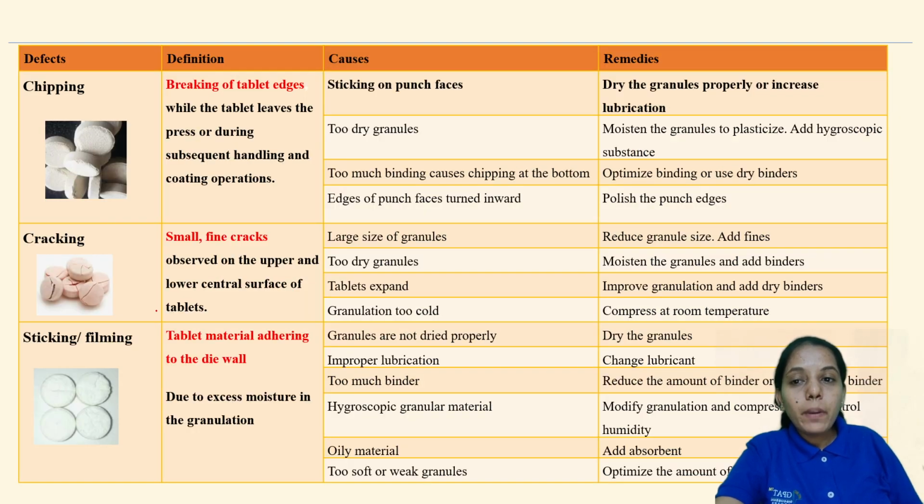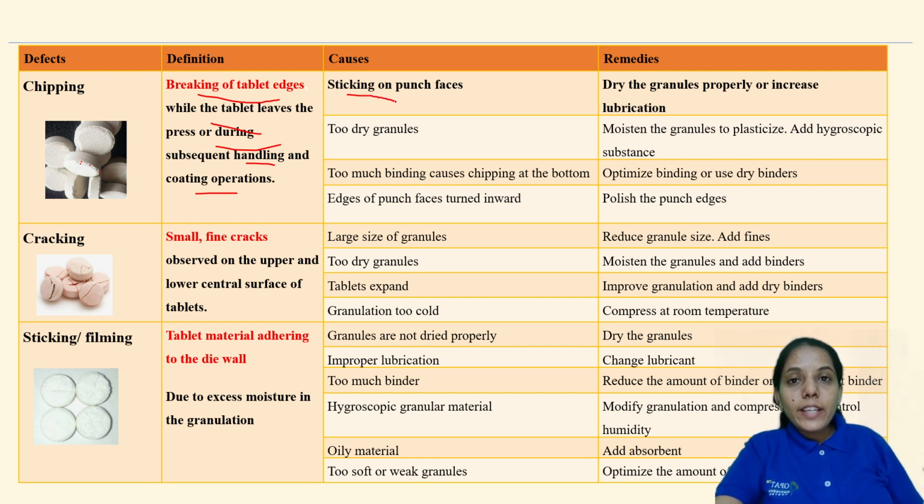Now next is the chipping. Chipping, you can see the edges. Most commonly, the edges are a little bit removed. The finishing is not proper. So that is nothing but breaking of tablet edges while the tablet leaves the press or during subsequent handling and coating operations. So what are the causes?